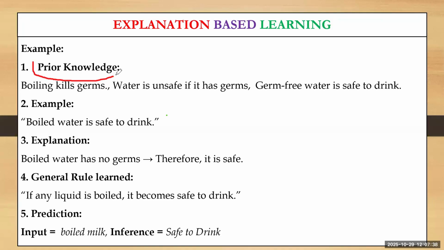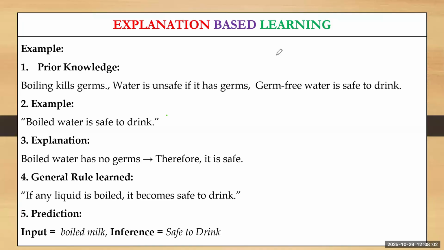First we need to store the facts, that is nothing but prior knowledge. So these are the facts. We are storing that boiling kills germs. This is one of the facts we are storing. And the next information we are storing is that water is unsafe if it has germs. These are the facts, we cannot change these things.